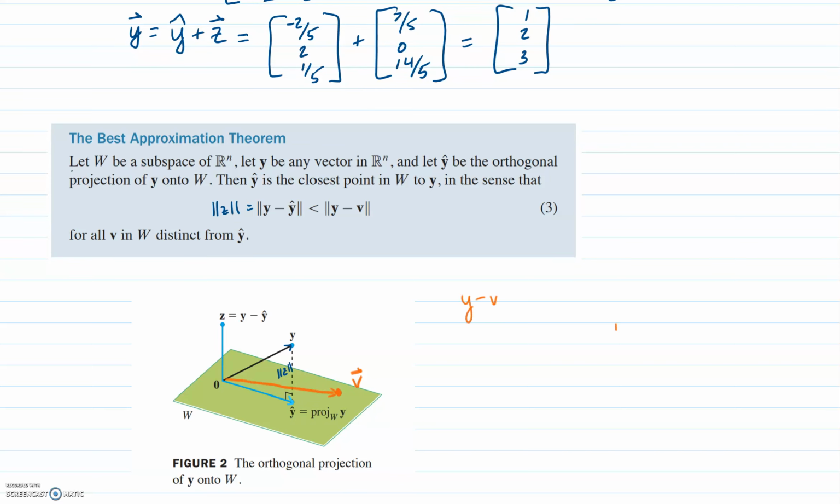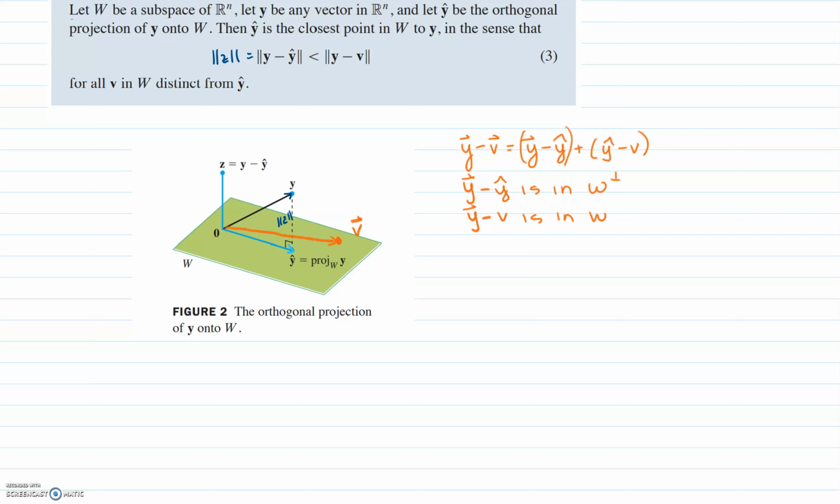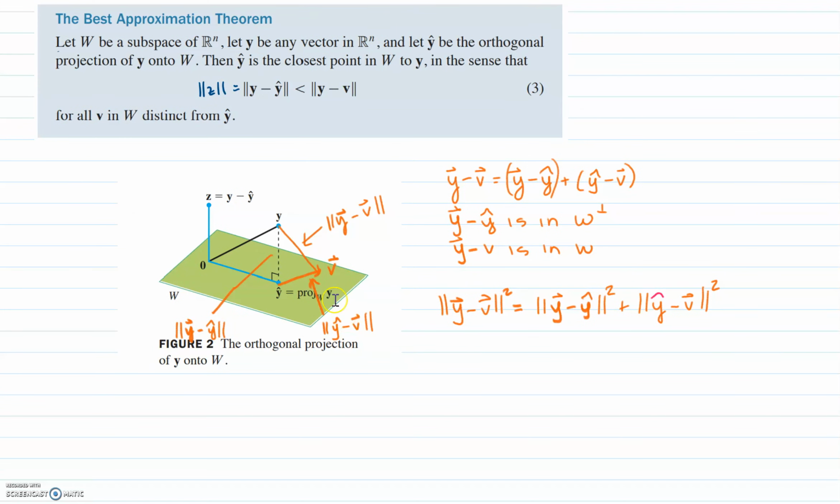Well, y minus v can be written as y minus y hat plus y hat minus v. And by the decomposition theorem, we know that y minus y hat is in W complement. Therefore, y minus y hat must be orthogonal to y hat minus v, which is in W. They're orthogonal to each other. So we know from the first section that we have a Pythagorean theorem relationship. I'm first going to erase my vector v so I do not get confused, but I still have that dot where v is. We know that this vector is y minus y hat. So this vector is y hat minus v. So the hypotenuse, which is always larger than the leg, is y minus v.